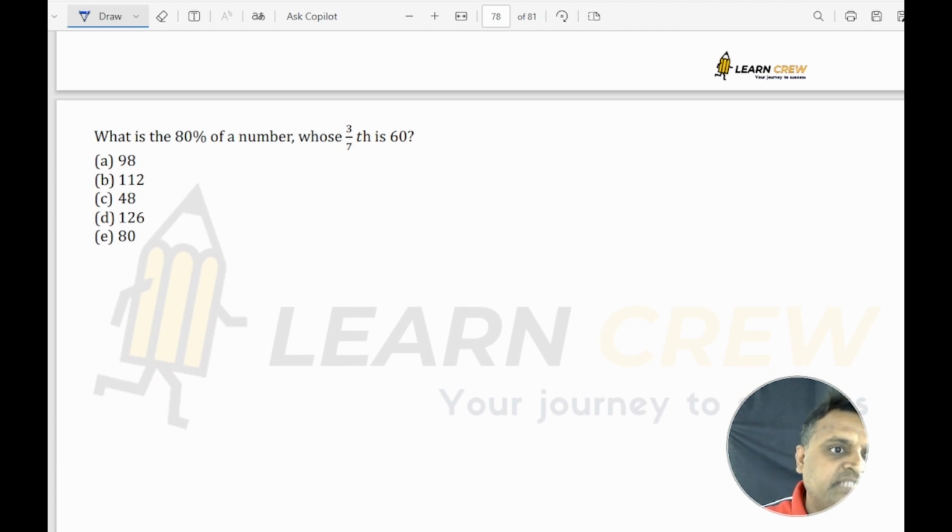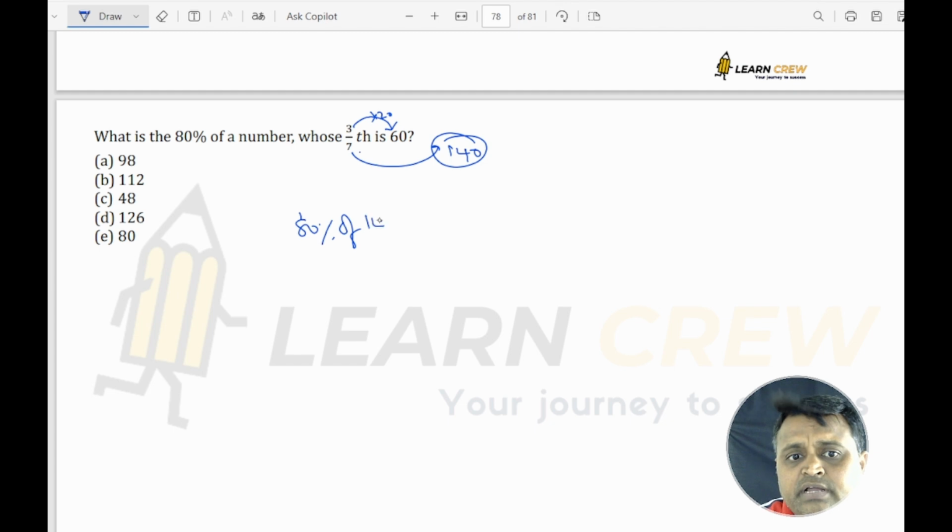Next, what is 80% of a number whose 3 by 7th is 60? So 3 parts is 60, 7 parts is 7 into 20, which is 140. That number is 140. 80% of 140 is 112. So the answer is 112.